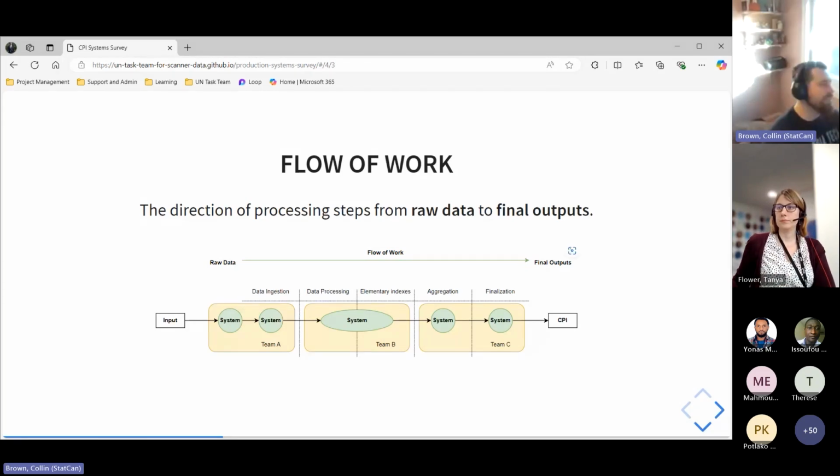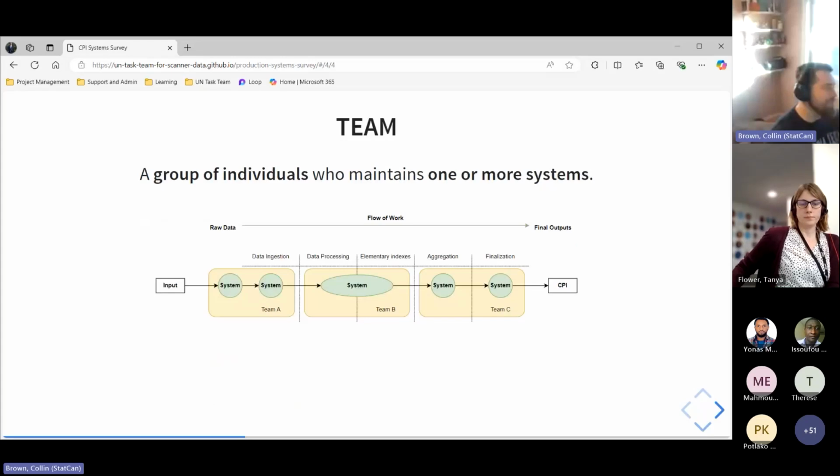There's something I haven't talked about yet, and this is the next slide. So teams own those systems I mentioned. And what I mean by that is a team is just a group of individuals who develop and maintain one or more of these systems. And again, we're trying to be intentionally open-ended there because this could look very different depending on the kind of organization you're working at.